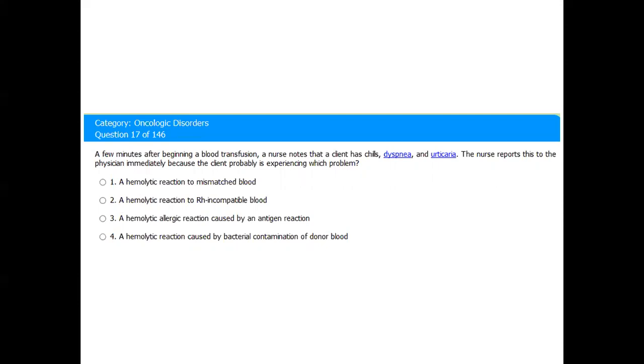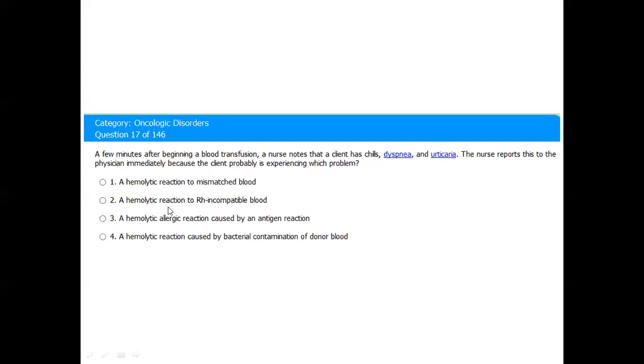But after you transfuse blood as a healthcare provider, we will be with the patient for some time to watch for a blood transfusion reaction. What are the common blood transfusion reactions? Maybe the patient develops a hemolytic reaction.